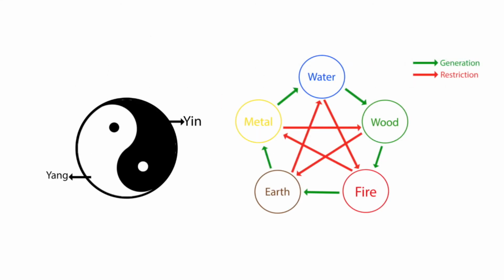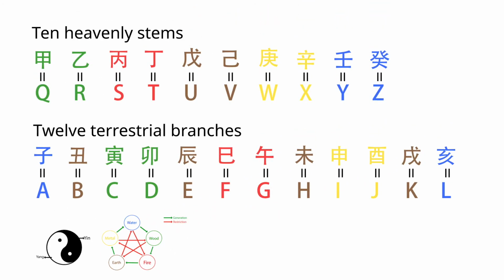You must remember the yin and the yang and the 5 elements we mentioned in the previous videos. These two attributes are the two most basic attributes possessed by the 10 heavenly stems and the 12 terrestrial branches. These symbols also have the characteristics of yin and yang and the 5 elements.